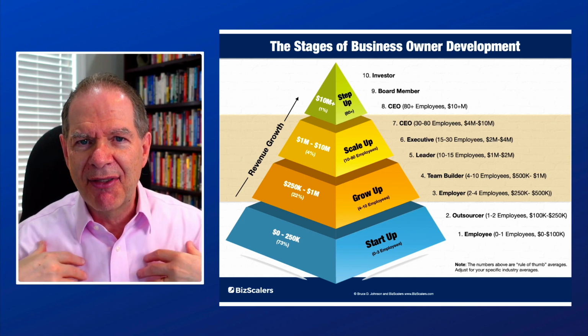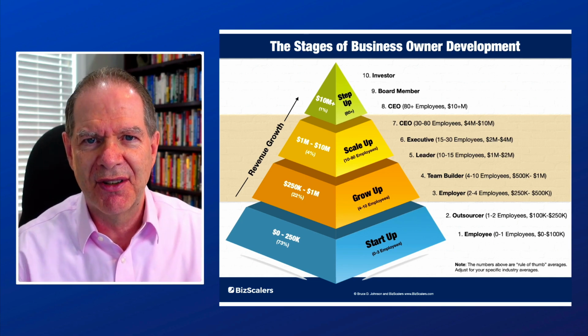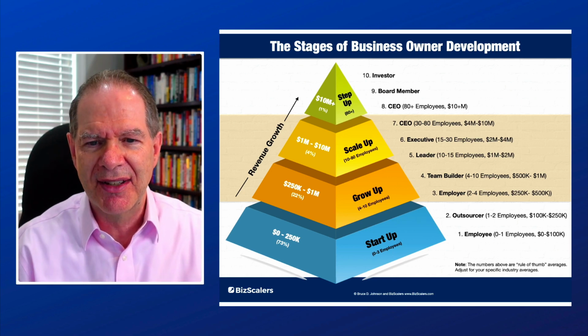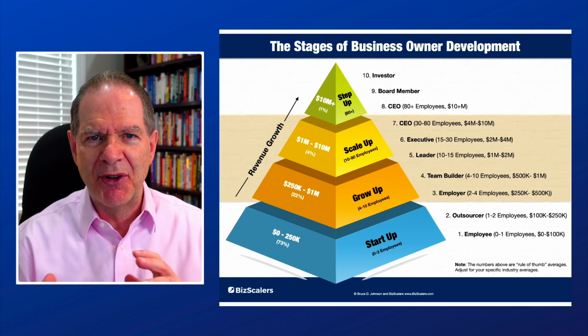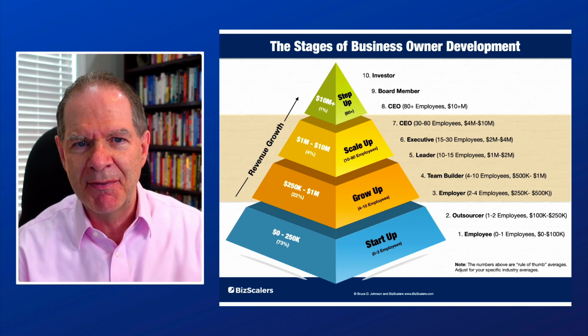So when I think about a company in BizScalers, we think about these 4 different stages. As you can see here, the startup phase, the grow-up phase, the scale-up phase, and the step-up phase. And these tend to correlate with revenue numbers. Now, your revenue numbers may be different. Your employee numbers might be different.